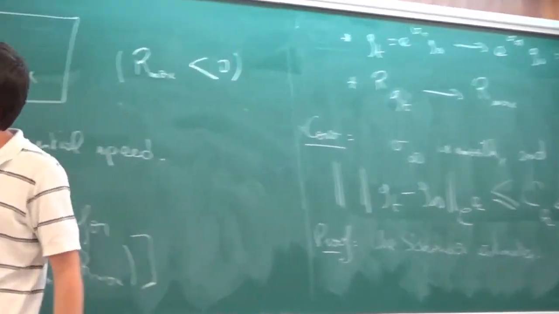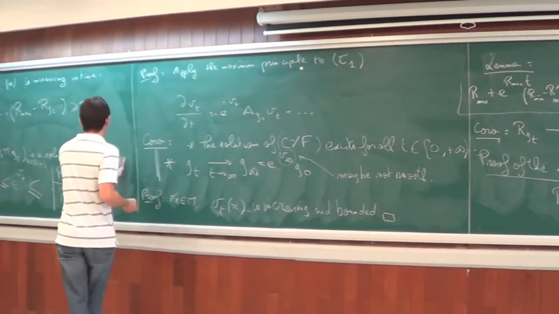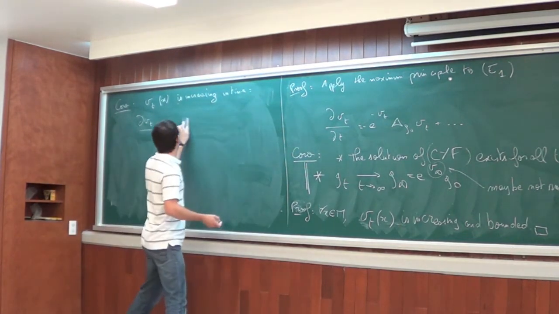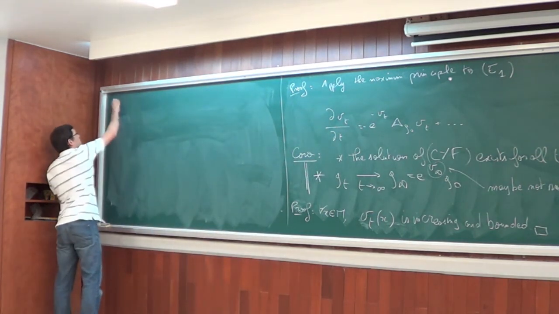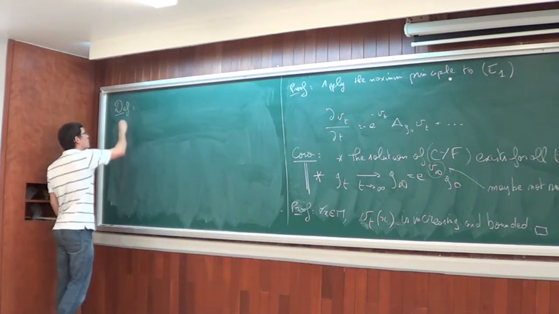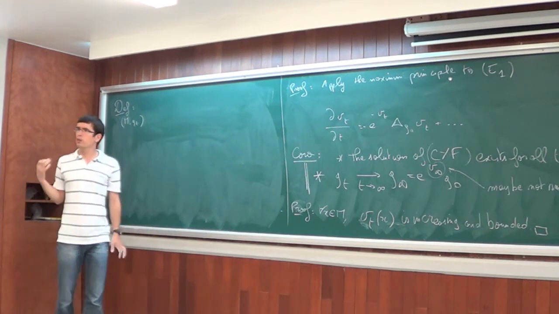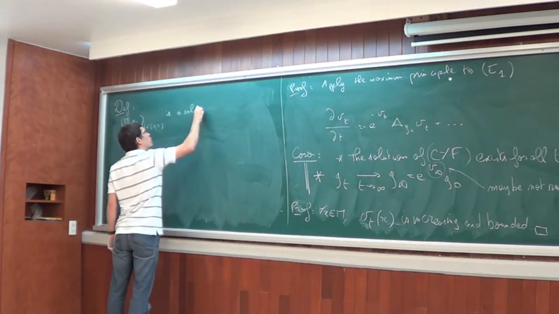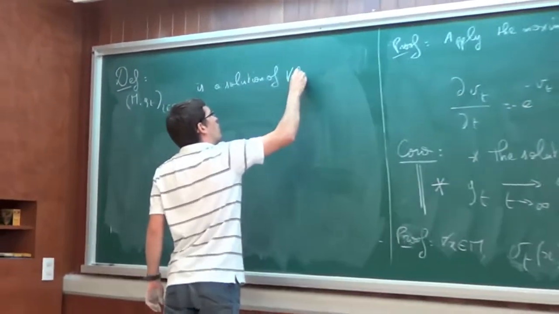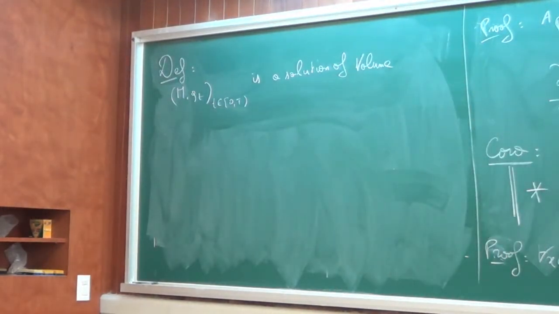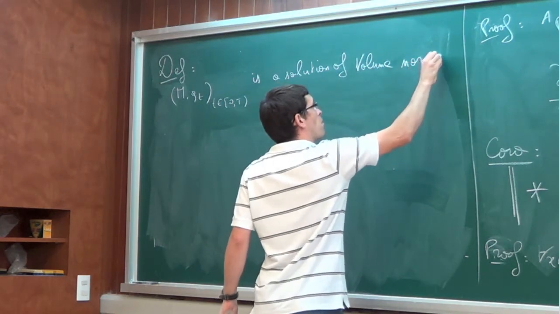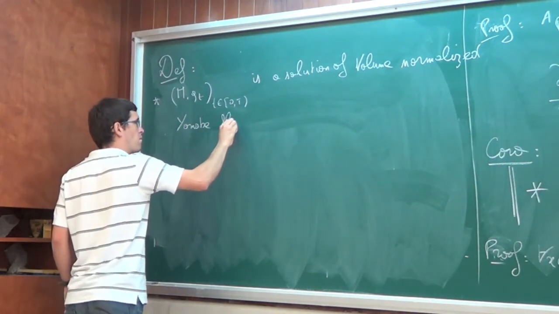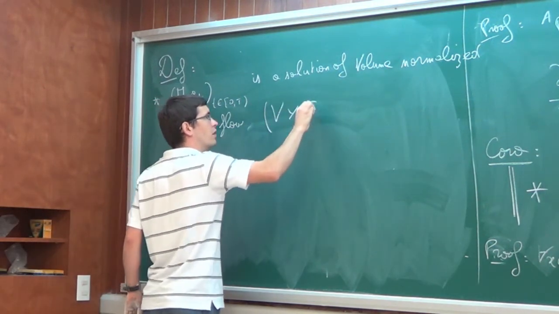So before leaving you, I can just mention what are the other geometric flows which exist and which are well studied. A flow is still a family of metrics following some equation. It's saying that it's a solution of the volume normalized Yamabe flow.